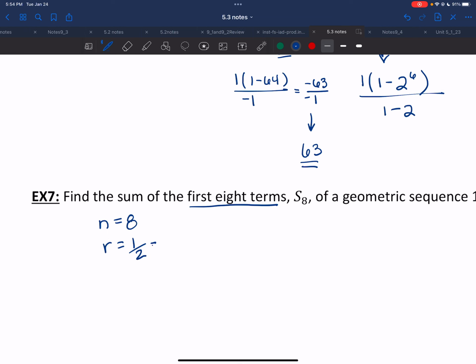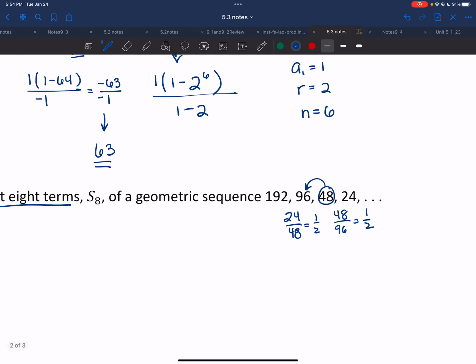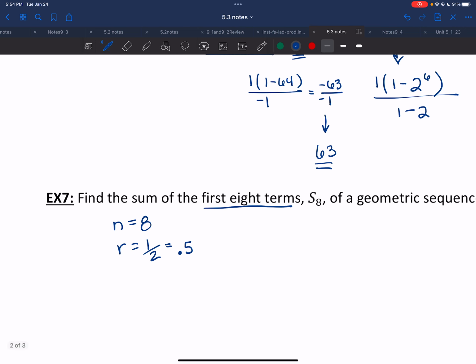And when I'm doing this on the calculator, it may be easier for me to put 0.5. It means the same thing. And then all I need to know is my first term, which is 192. So A1 equals 192. So I would have 192 times 1 minus R, which is 0.5, to the 8th power. And that's going to go over 1 minus R, which is 0.5. So I'm going to end up with 1 minus 0.5 gives me another 0.5. So I have 0.5 in that denominator.